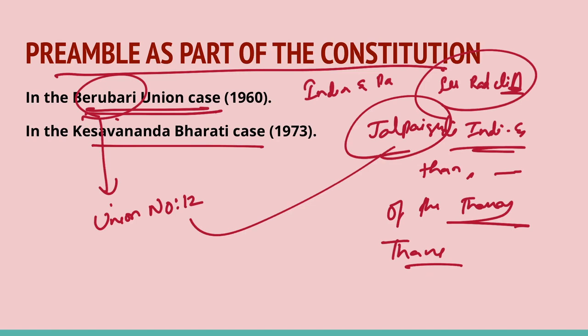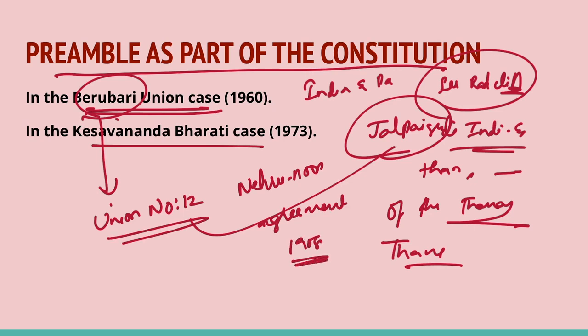However, the omission of this thana on the map enabled Pakistan to claim that a part of Berubari belonged to it. This dispute was resolved by the Nehru-Noon Agreement of 1958, whereby half of Berubari Union number 12 was given to Pakistan and the other half was given to India. Now the question arose regarding the power of Parliament to transfer the territory of Berubari to Pakistan. And this is the Berubari Union case of 1960.